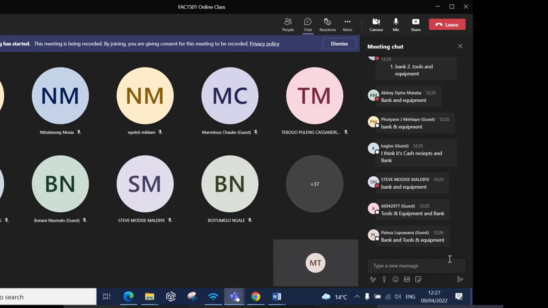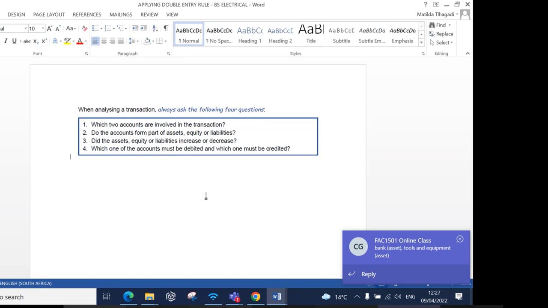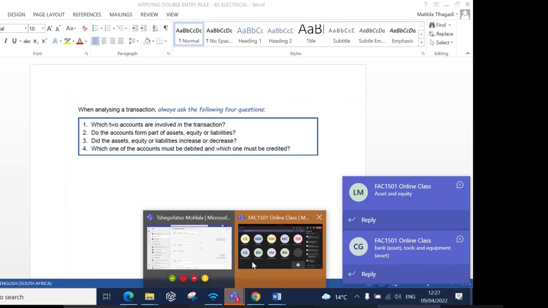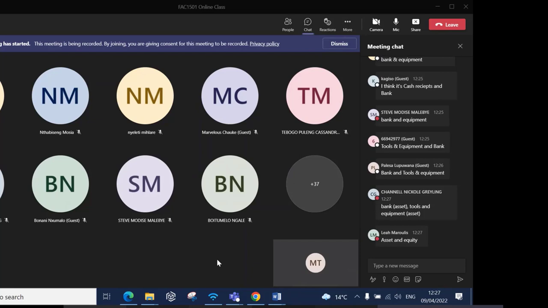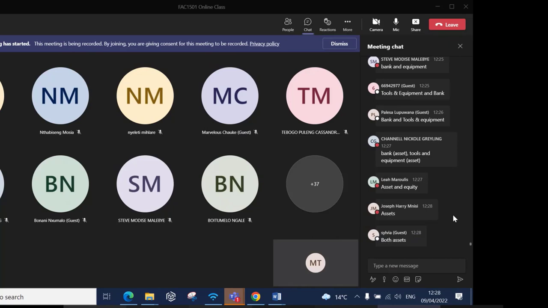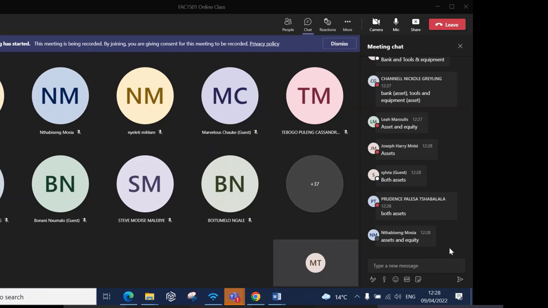The next question I'm going to ask is, do the accounts form part of asset, equity, or liability? Chanel is saying bank, asset, and then equipment, asset. Leah is saying asset and equity. Balisa is saying bank and both assets. And Tabiseng is saying asset and equity.